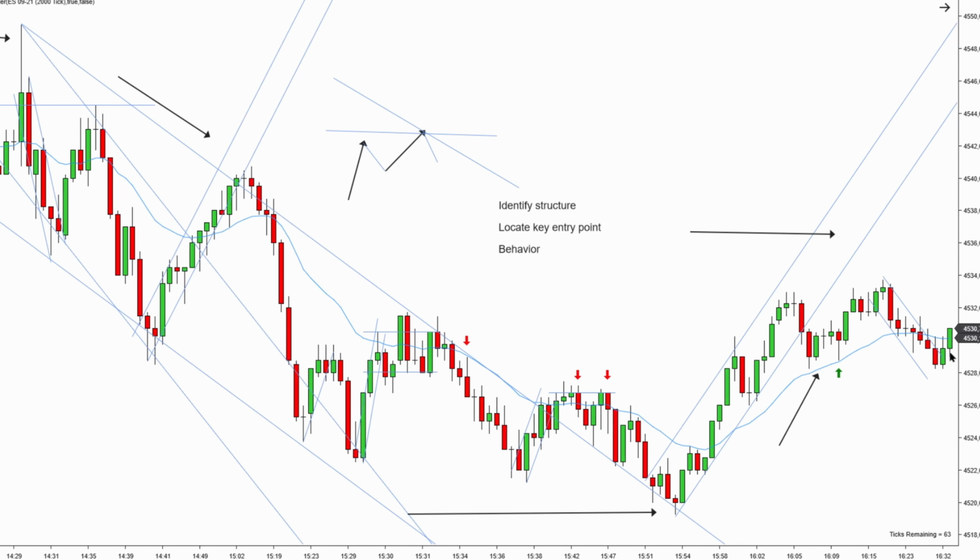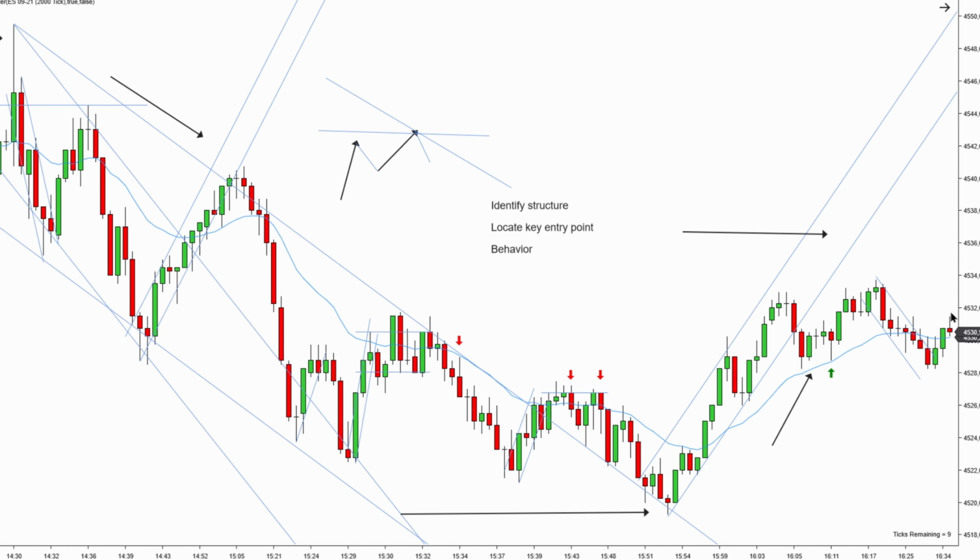I have a second entry long. I'm not taking this. Uptrend played out. Second entry long failure.